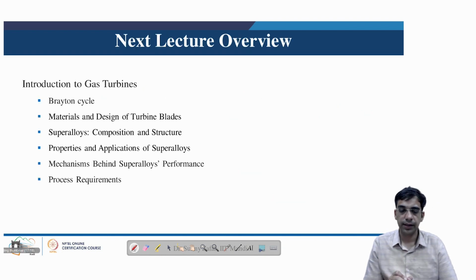In the next lesson, we will look at gas turbine manufacturing, starting from the operation of the gas turbine on the Brayton cycle, specific materials, and design of turbine blades in gas turbines, the materials which go into making the gas turbine. We will discuss in detail the composition and structure of the superalloys, their properties and applications, and we will understand what is the mechanism which makes the superalloy performance suitable for gas turbines and what are the process requirements for manufacturing of the gas turbine.